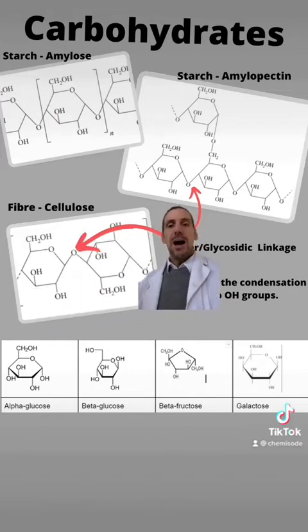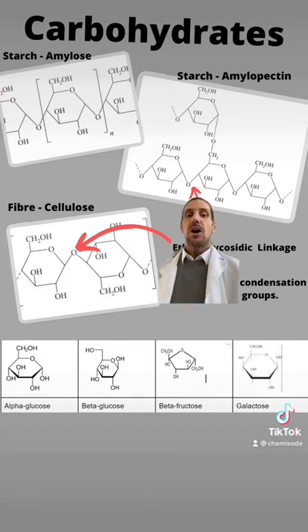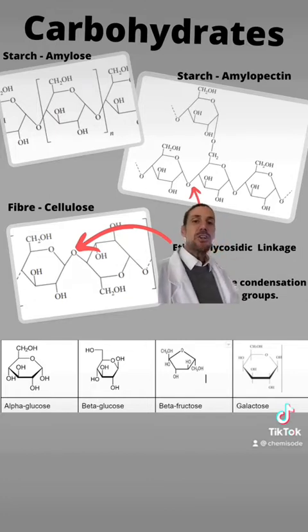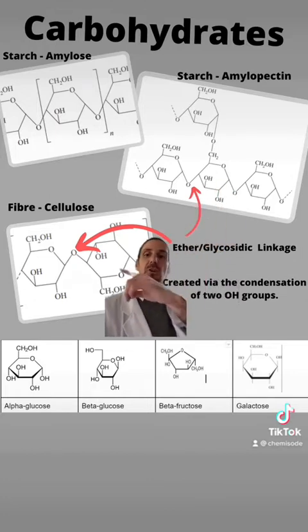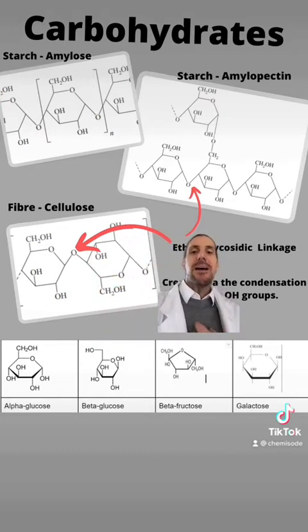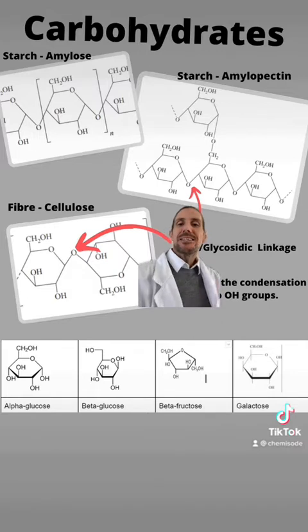The reason fibre is non-digestible but starch is digestible is to do with the orientation of our ether linkage. The orientation means that an enzyme either can or cannot digest this molecule. You can see the orientation of our alpha linkage is different to the one found in our beta linkage here. What that means is the enzymes that we have in our human bodies can digest starch, but cannot digest cellulose because it does not have the right shaped active site to digest this type of linkage.